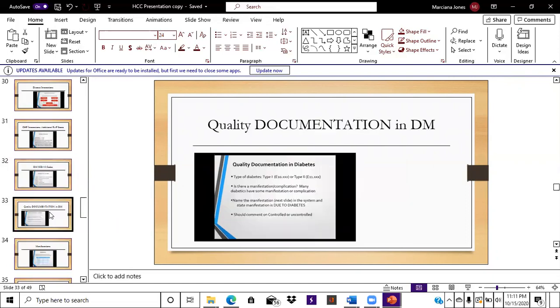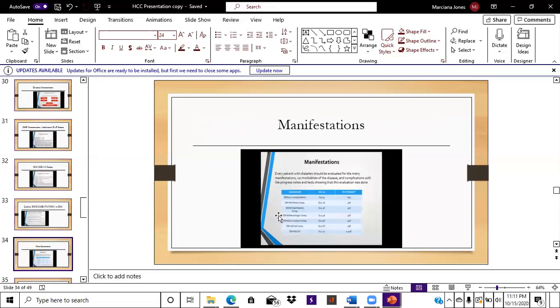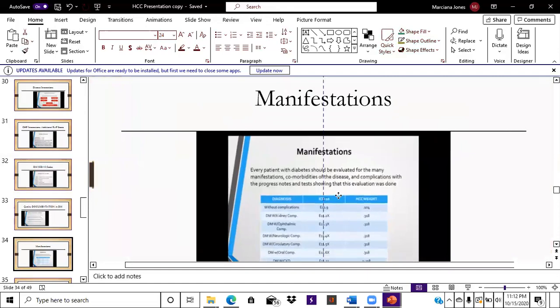So, quality documentation in diabetes. I just said E10 is type 1 and E11 is type 2. And is there a manifestation or a complication? Many diabetes patients have some manifestation or complications associated with it. If it does have a manifestation, name the manifestation in the system and state manifestation due to diabetes. The comment should also say controlled or not controlled. I can make this bigger for you as well.